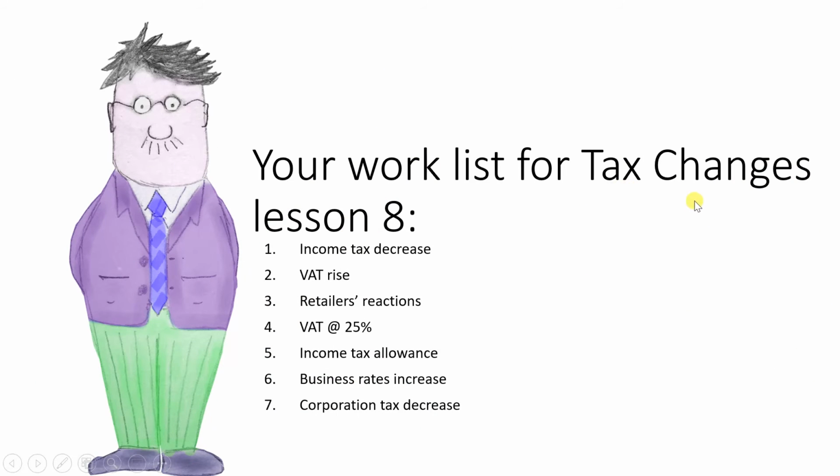Here's your work list for lesson 8. There are 7 single questions going from an income tax decrease, VAT rise, retailer's reaction, VAT at 25%, that's a what if, and then we're looking at income tax allowance, business rates increase and the corporation tax decrease. So we've got ups and downs going on with taxes as well.